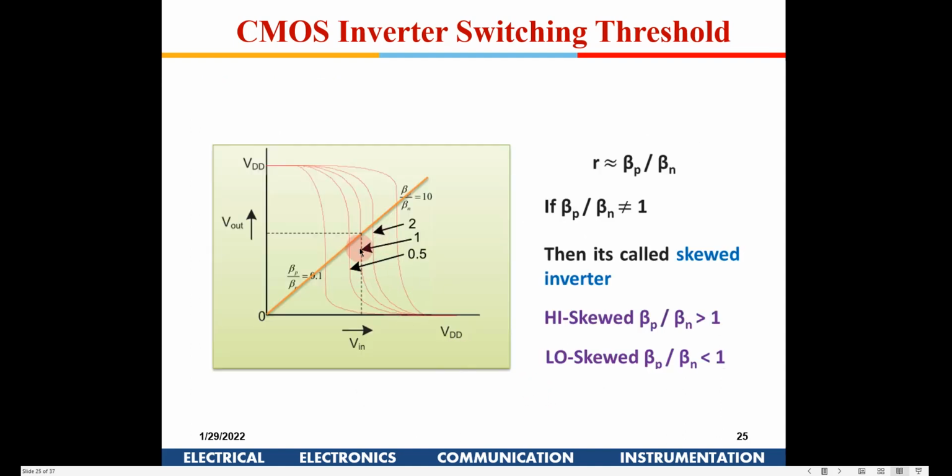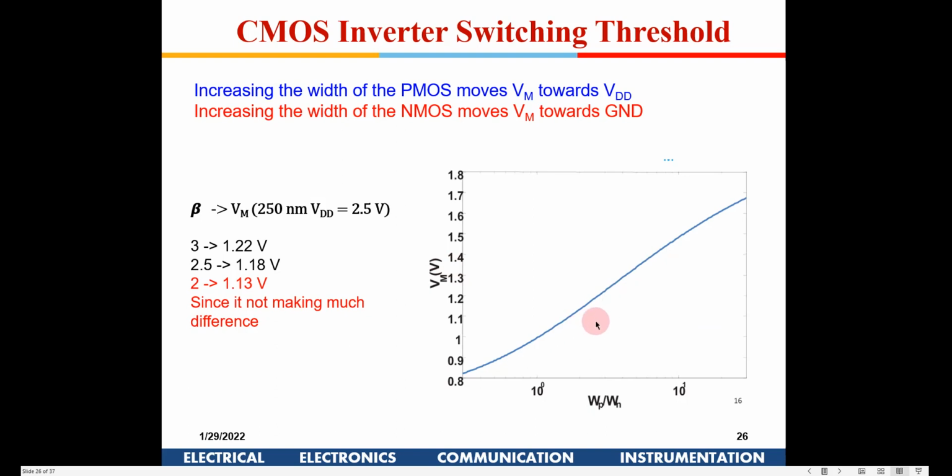This is again showing that if you have a beta going here, then it is moving towards the left, and if you increase the beta, it moves towards the right. Now this is the graph for the long channel devices, where the simulation was done for 250 nanometer and 2.5 volt VDD. 2.5 is the ideal ratio which we discussed, so you get close to 1.18 volt. But when the simulation was done for 2 volt, it gave 1.13.